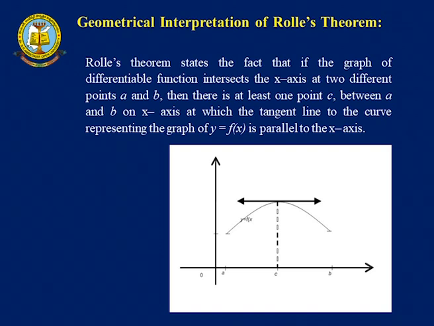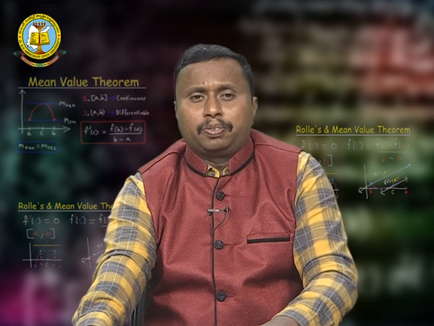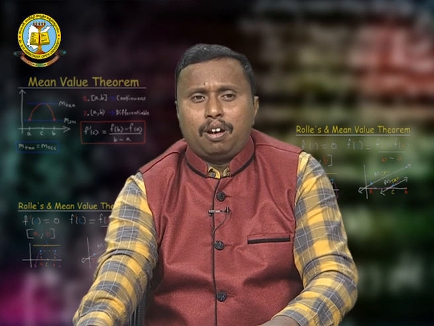So, here see the graph, on the x axis a comma b is there, and on the x axis c is in between a comma b, then f dash of c equal to 0, and the tangent line is parallel to the x axis. Now, let us discuss the problems on Rolle's theorem. From the exam point of view also, these are important Rolle's theorem problems.